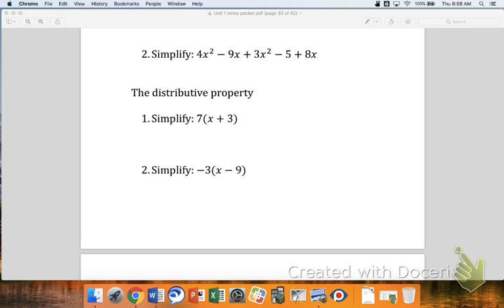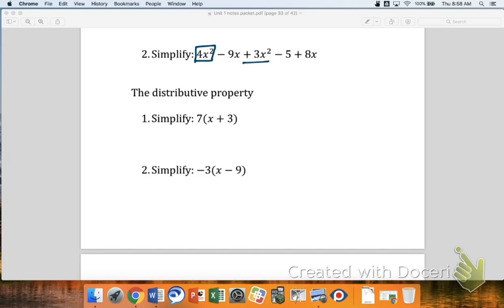Okay, so with number 2, a little more complicated here. We're going to go through and try to find like terms. So my first term is 4x squared. I'm going to put a box around that. I look to my next term, which is negative 9x. Negative 9x is not like 4x squared because they do not have the same variable. One variable is x, the other one is x squared. The exponents are different. So that just means that those two terms are not like terms.